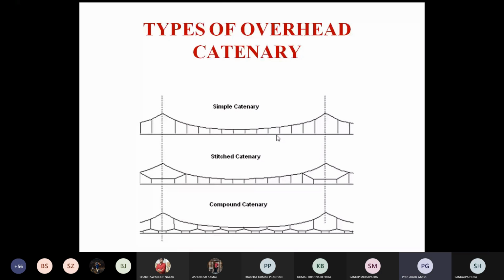Okay, so it is called the simple catenary. Three types of configuration you can see: simple catenary, then stretched catenary. Here you can see that droppers are different, and the last one is your compound catenary, which is a combination of the simple catenary and the stitched catenary. Stitched means you can see the stitch like that. The C configuration is normally observed in our Indian railways.